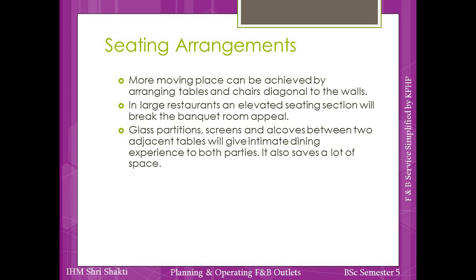Also, it is advisable to use glass partitions, screens or alcoves between adjacent tables to give the guests privacy or an intimate dining experience. This also saves space. If you have two tables kept next to each other, to save space and also give them privacy, because they are two different tables, you can have a screen or a glass partition between them, which gives them their individual private dining experience.